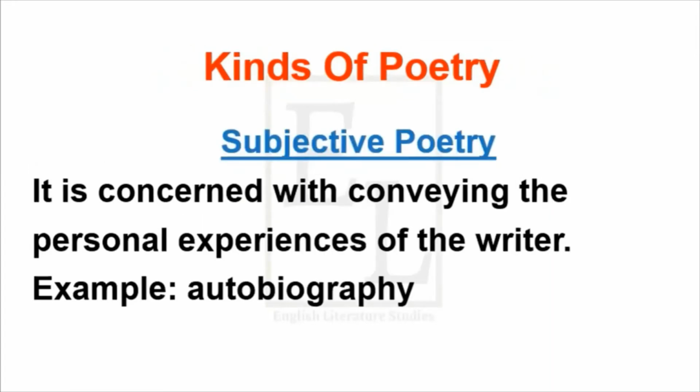Subjective poetry. It is concerned with conveying the personal experiences of the writer. When the writer is writing about himself, his own thoughts, experiences, his likes, dislikes, when he writes about his feelings, then that is called subjective poetry. This is majorly concerned with the writer only. Like autobiography, it has nothing to do with anybody else but the writer himself. So this is subjective poetry. There are many other examples of subjective poetry.